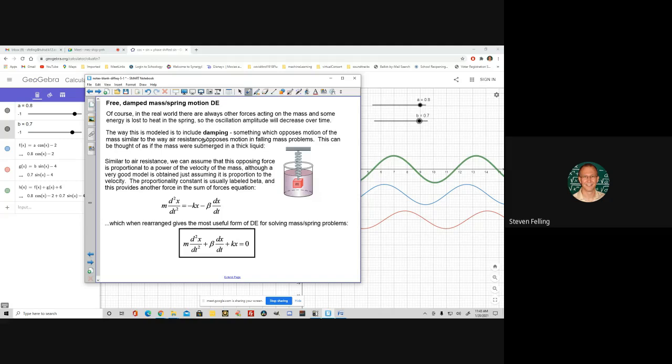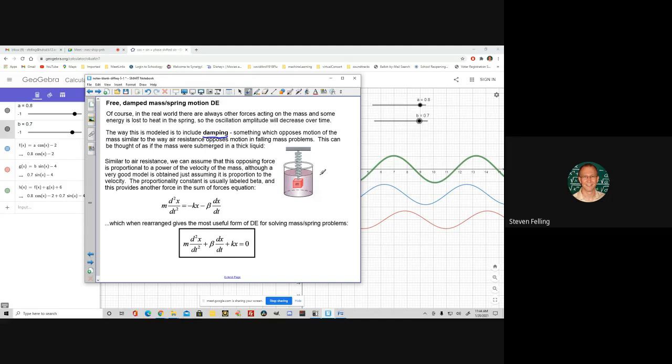The way this is modeled is to include something called damping. That's the official term for it. And it's sort of like air resistance for when we consider motions of falling masses. It's just something which opposes the motion of the mass in a similar way to the way air resistance opposes it. So you can imagine that you took your mass and yes, it's moving up and down, but we're putting the mass inside of a thick liquid so that this motion is being opposed by something, right?